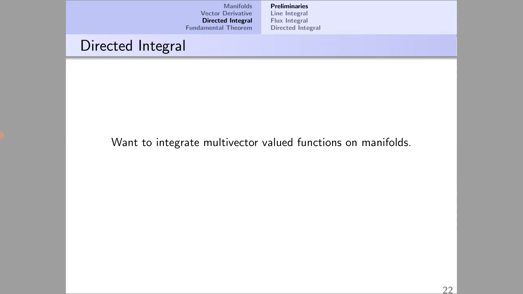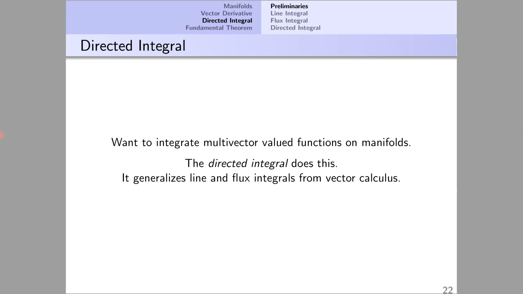Part 3 of this playlist is devoted to the directed integral. We want to integrate multivector valued functions on manifolds. The directed integral does this. It generalizes line and flux integrals from vector calculus.